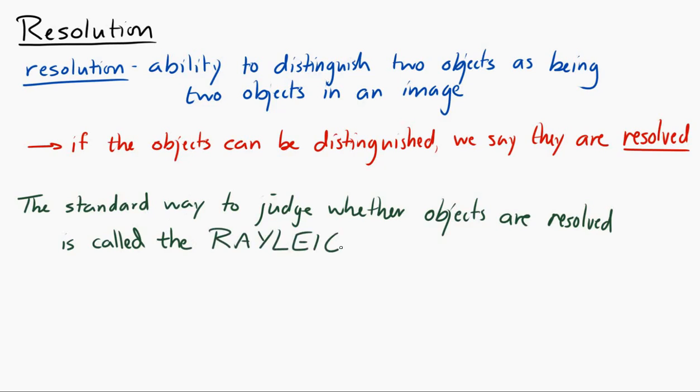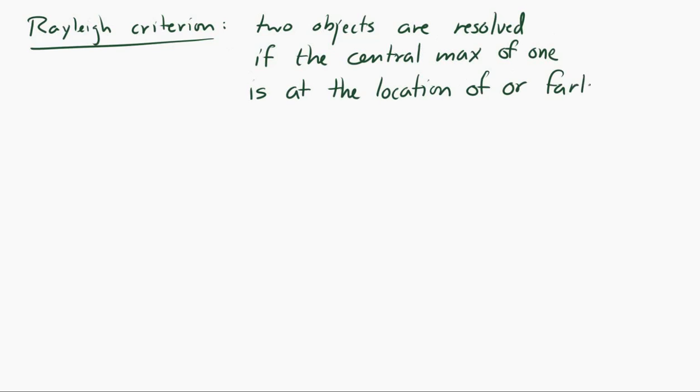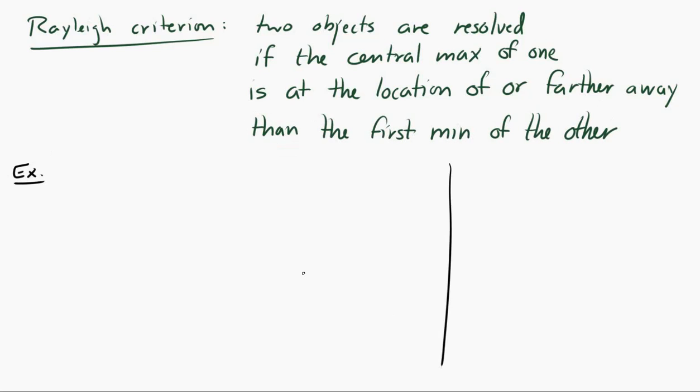But this standard way to judge whether they're resolved, called a criterion, is called the Rayleigh Criterion. The Rayleigh Criterion states that two objects are considered resolved if the central max of one is at the location of or further away than the first minimum of the other. And I'll draw a diagram to explain what I mean.